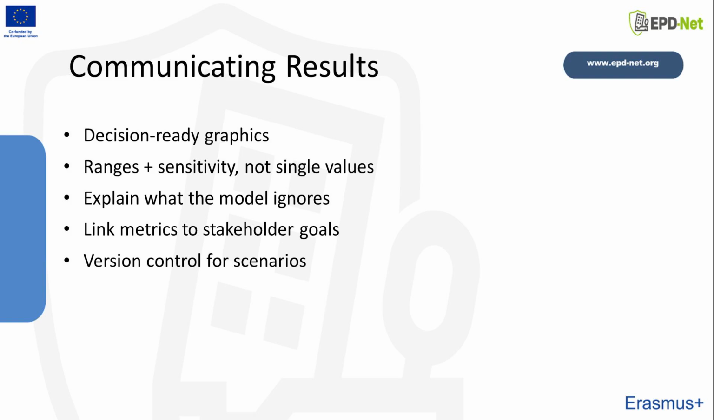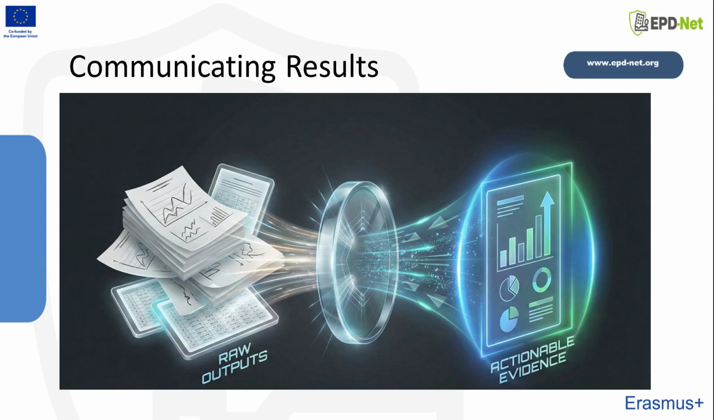Communicating results is as important as running the model. Decision makers need clear visuals and a short explanation of assumptions, not a thick report of raw outputs. Use graphics that compare scenarios, show ranges and sensitivity, and highlight peak conditions as well as averages. Explicitly state what the model does not include, such as tenant behavior changes or long-term vegetation shifts, unless you modeled them. Link metrics to stakeholder goals, heat risk, flood risk, energy costs, biodiversity commitments, or regulatory compliance.